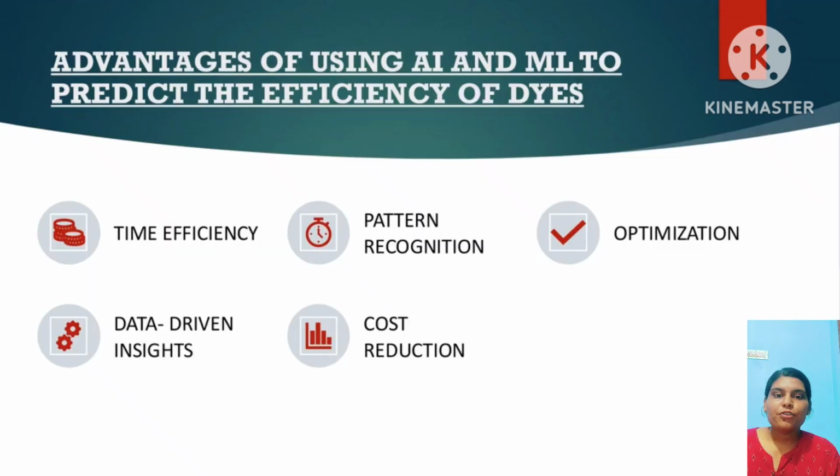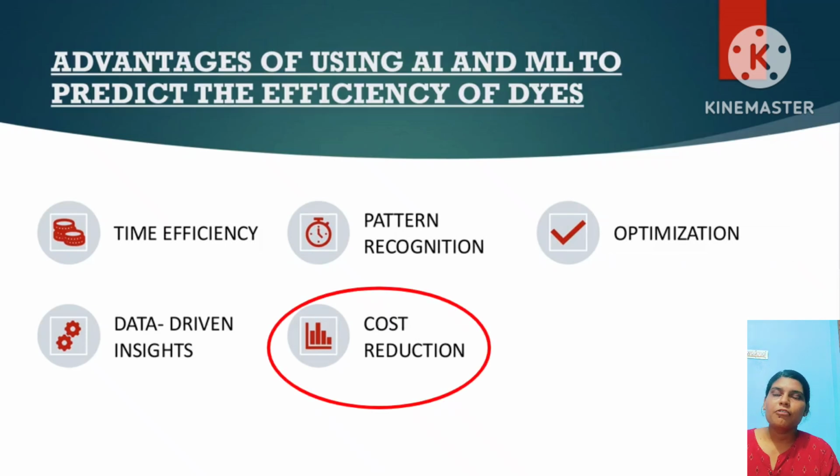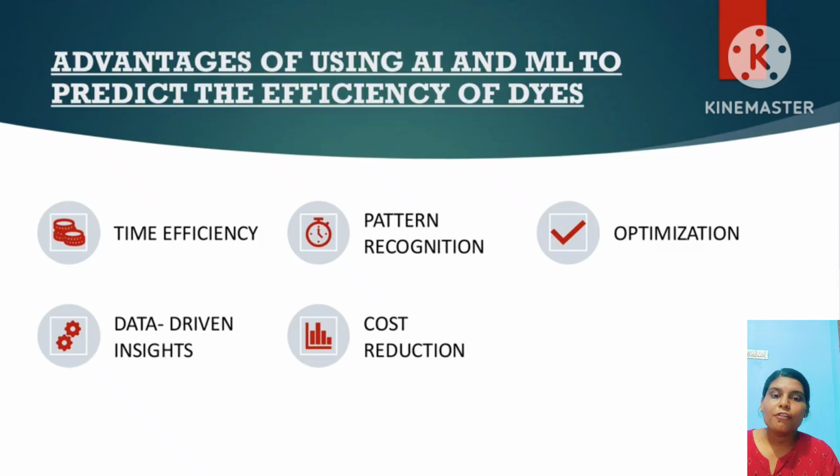So what are the advantages of using AI and ML to predict the most efficient dyes? First thing, it is time efficient and it will recognize patterns more easily. And in the optimization process, it will predict the best performing dye combination using the data we have provided, and it will reduce the cost, because if we perform the experiments conventionally to find the LUMO electron density, the number of functional groups present, and the efficiency of electron injection, it will involve various instruments like spectrometers, etc., which will increase the cost of the experiment. So these are the advantages of using AI and ML to predict the efficiency of dyes.